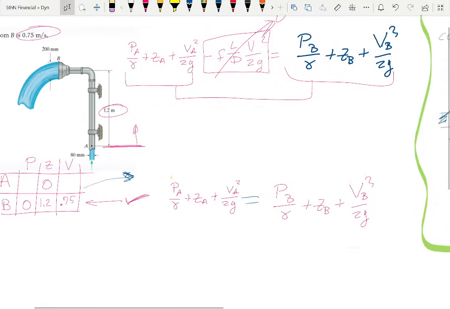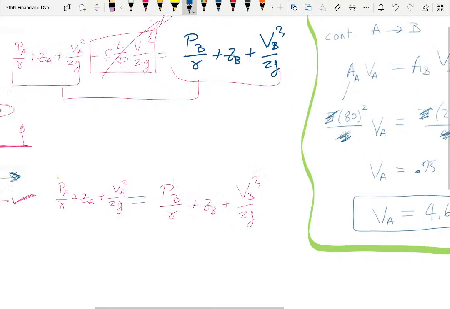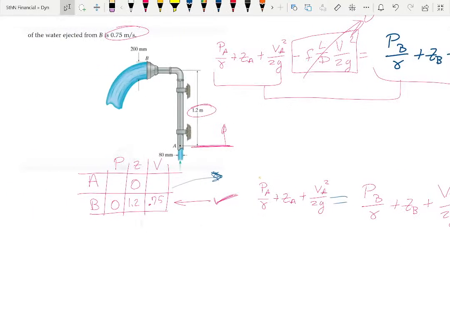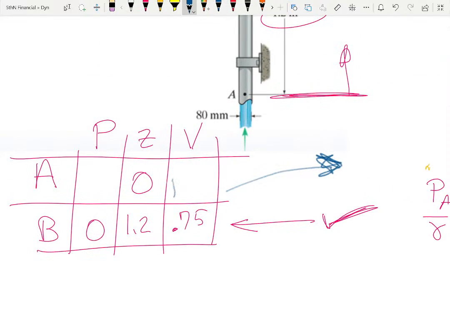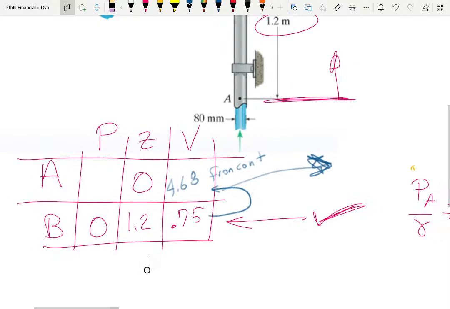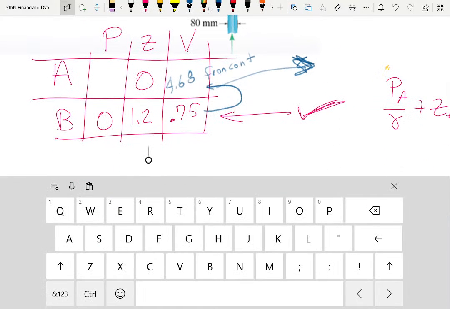So I can actually put that in now. I could take 4.68 and put that in now. 4.68, and that's from continuity. And that's how these two are related. And that's a very common thing.